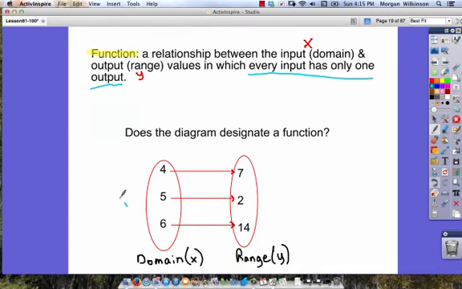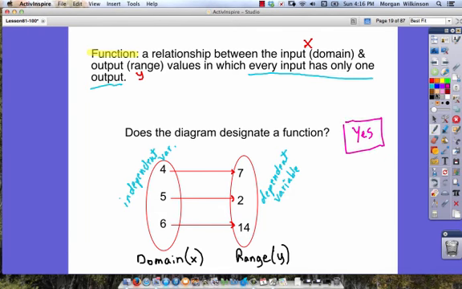Well, another way that we could say this was, this is the independent variable, and this would be the dependent variable. And I'm just going to write var for variable over here next to the independent variable. Just another way that we can name these sets of numbers. So, does a diagram designate a function? Yes, because every input only has one output. So the answer here is just a simple yes.